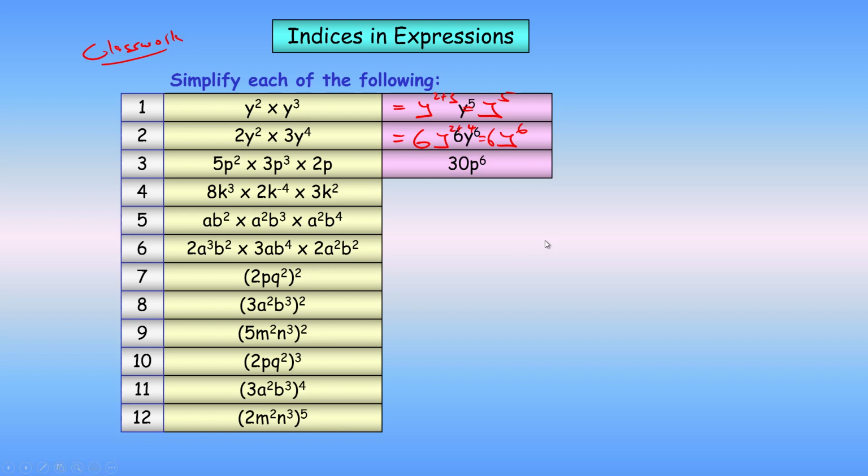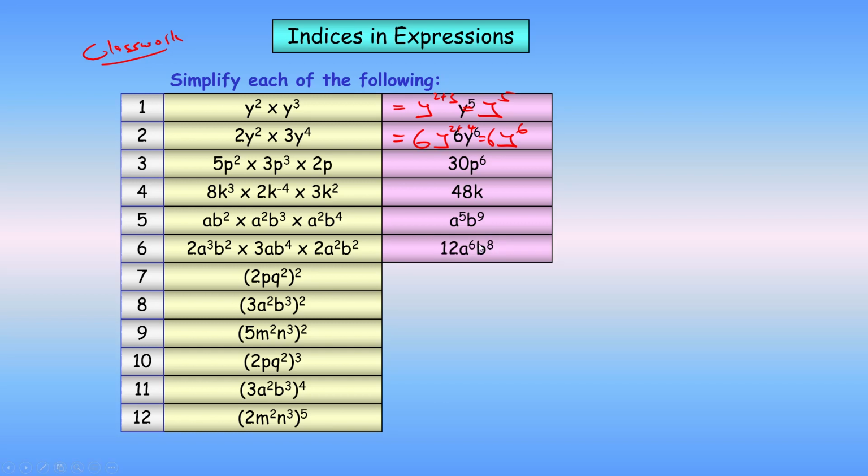Okay, 48k. And then we got 2 terms here. So what we've got is a to the power of 1 plus 2 plus 2, so a to the power of 5. And then we've got b to the power of 2 plus 3, 5 plus 4, which is 9. Okay, good. Question number 6, you should have 12a to the power of 6b to the power of 8.